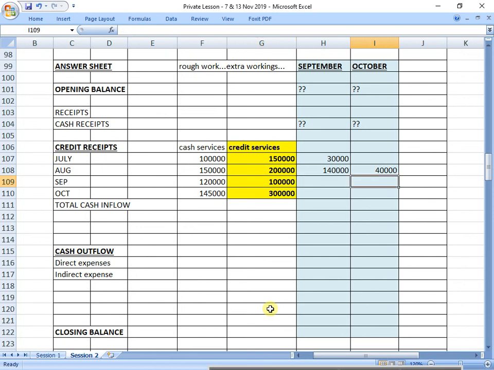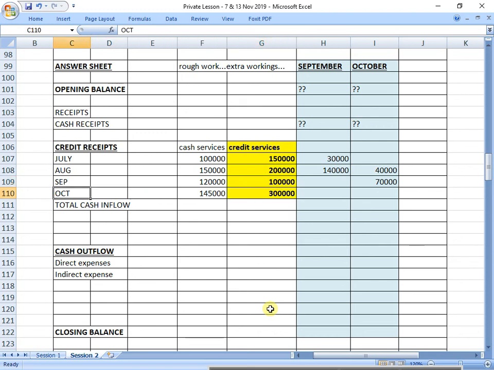Yes. How much? Correct. What happens to the next bit? Do I collect the rest? The 20% I collect when? 20% you collect in 2 months. So what's the second month? The second month is November. Correct. Is November part of the budget? No. Don't need it. Carry on.